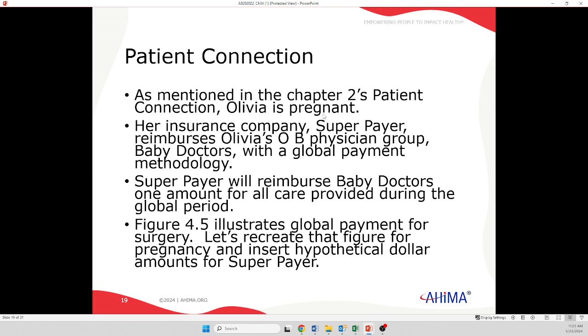So let's look at our little patient connection here. Olivia's pregnant. Her insurance company is the super payer. They reimburse for OB physician group, baby's doctor, with a global payment. Super payment will reimburse baby's doctor's one amount for all care. Figure 4.5.